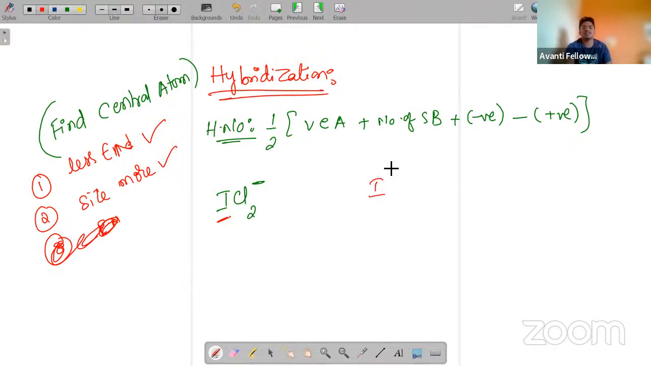Now what are the valence electrons of iodine? 1, 2, 3, 4, 5, 6, 7. So the valence electrons for iodine is 7. I'll change the color now. Next, how many single bonds are there?